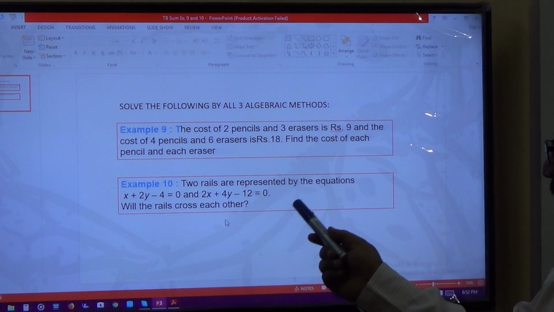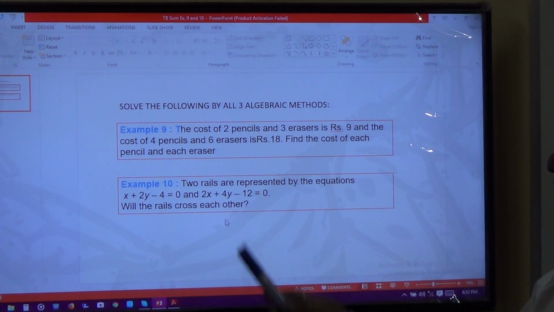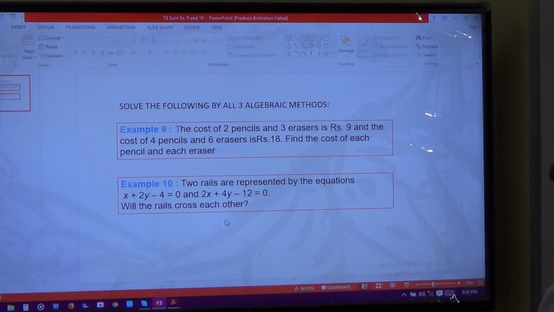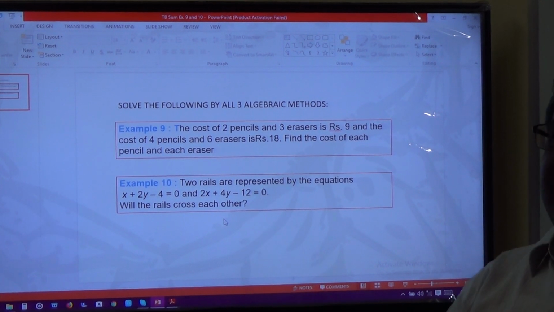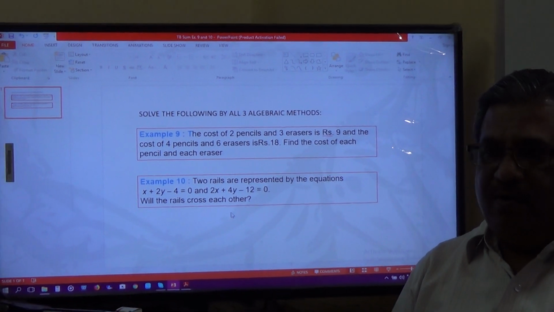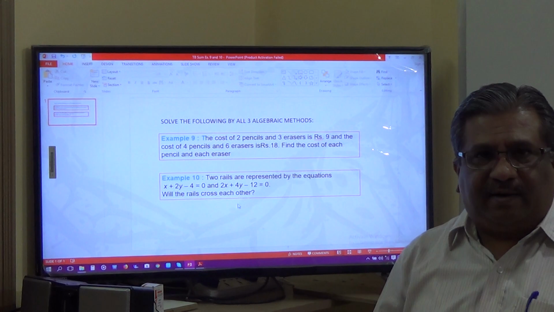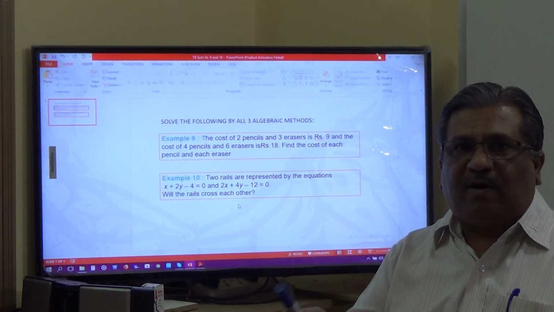Two rails are represented by the equations x plus 2y minus 4 equals 0 and 2x plus 4y minus 12 equals 0. Will the rails cross each other? What do you mean by rails over here? A pair of rails form a railway track. So, one steel bar is referred to as a rail over here. So, let us see whether these two rails cross or not.